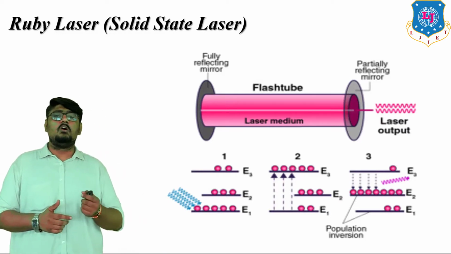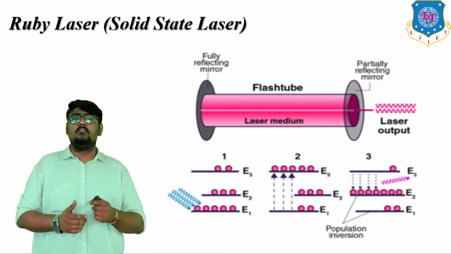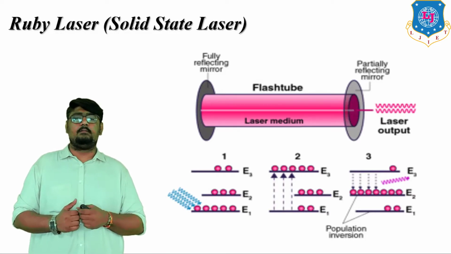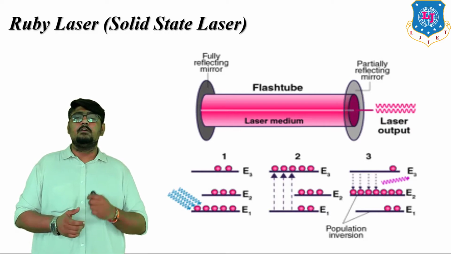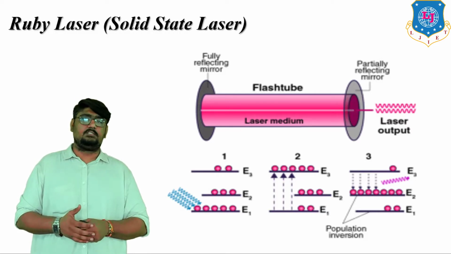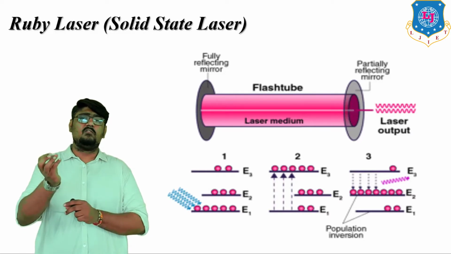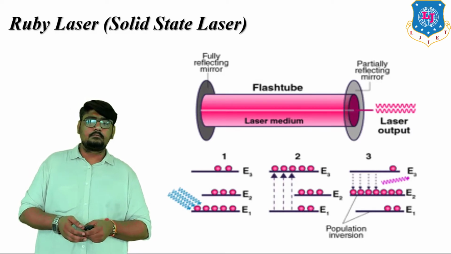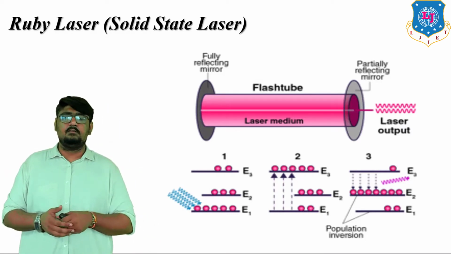Ruby is a crystal of Al2O3 in which a few aluminium atoms are replaced by chromium atoms. The chromium atoms have a metastable state which is used for lasing action. So in Al2O3, a few of the aluminium atoms are replaced by chromium. Okay? Now the construction of the ruby laser is as follows.